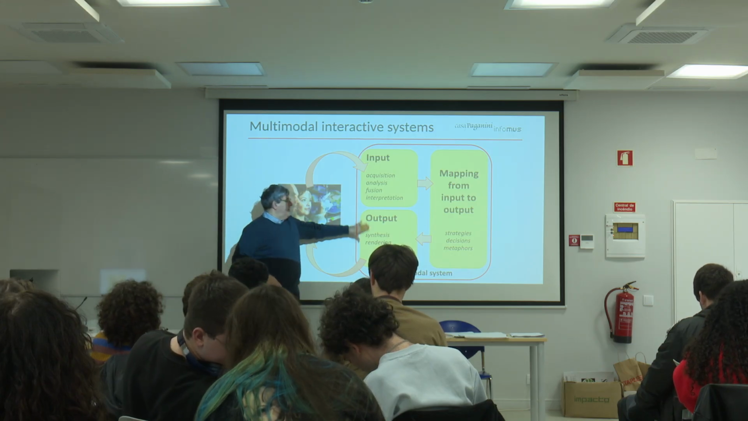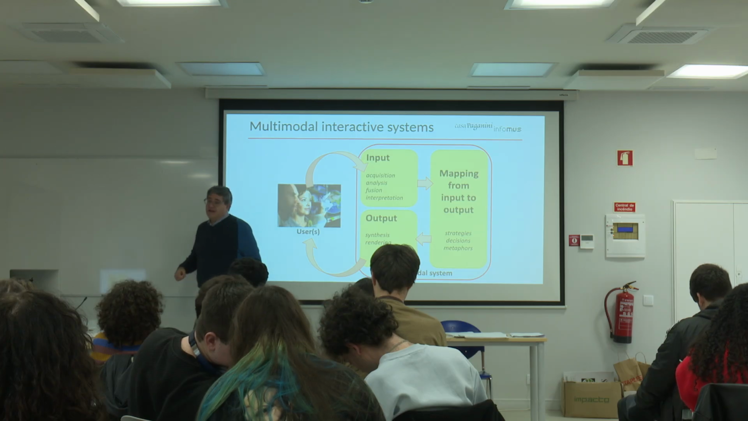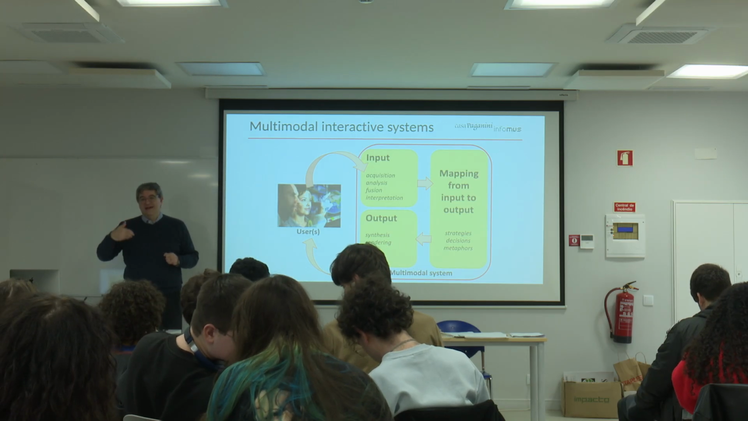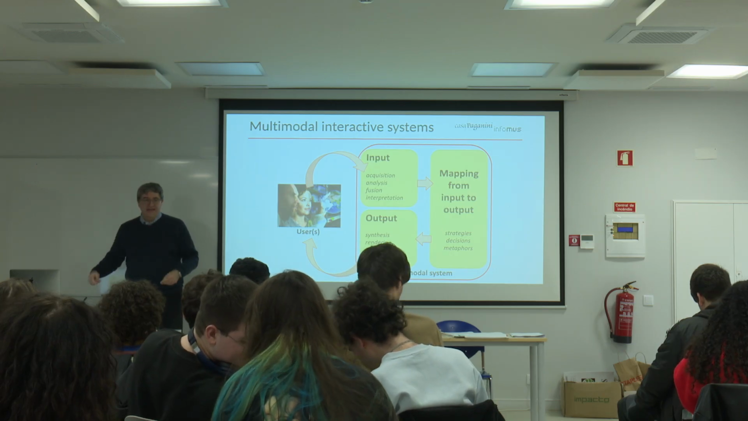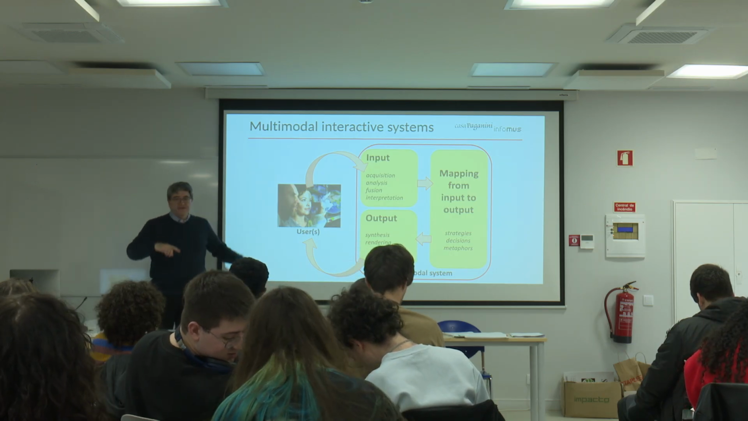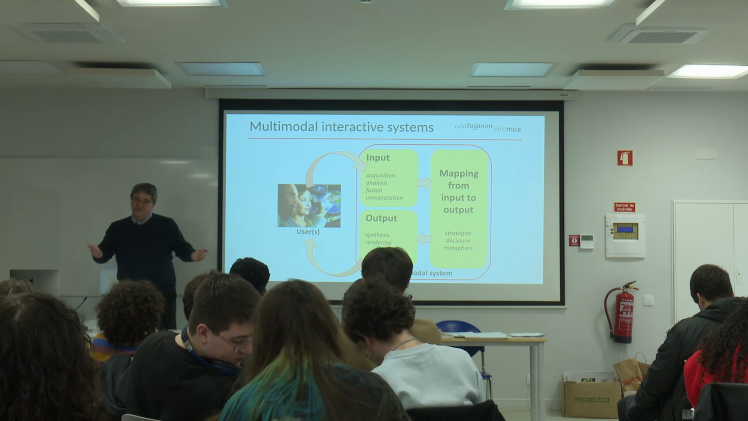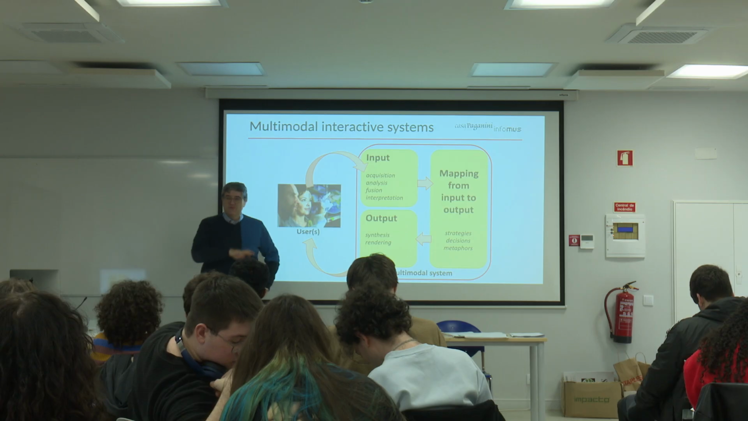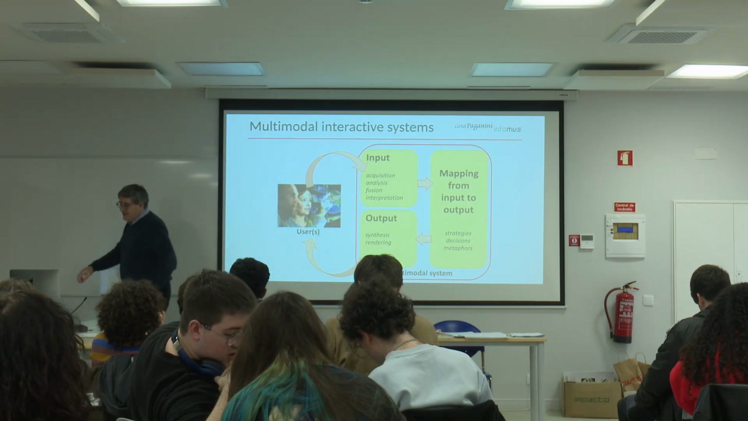And finally, the output part, which is synthesis, so you decide what to produce, and rendering, so you use devices like projectors, loudspeakers, and so on to make the output. So this is more or less the general schema of a multimodal interactive system.